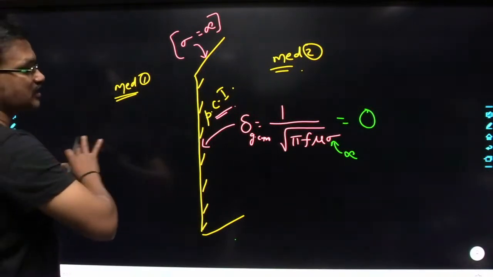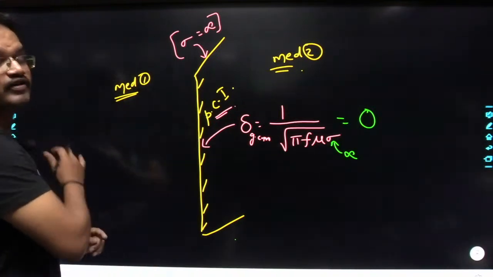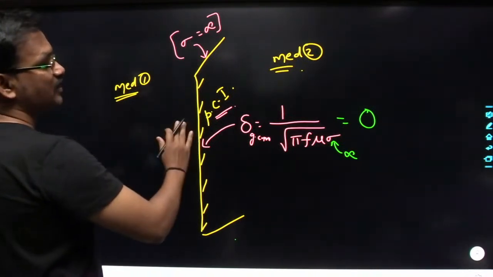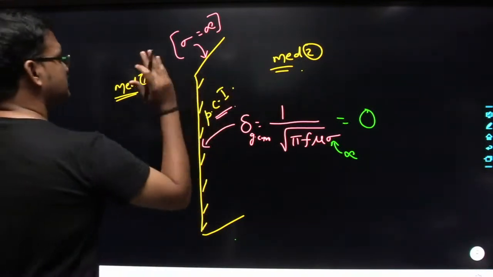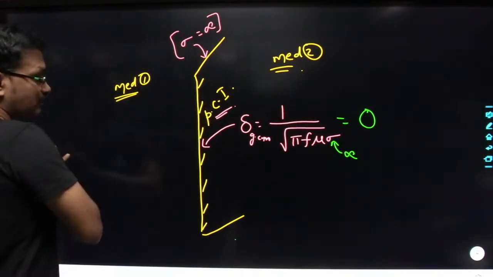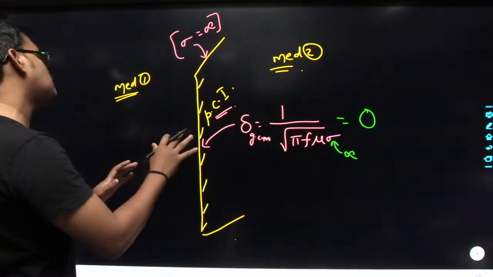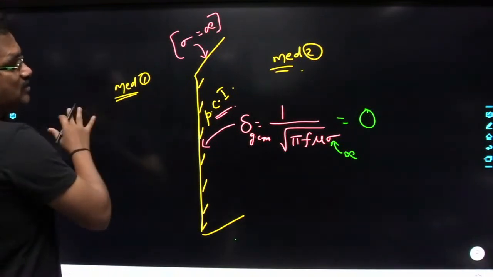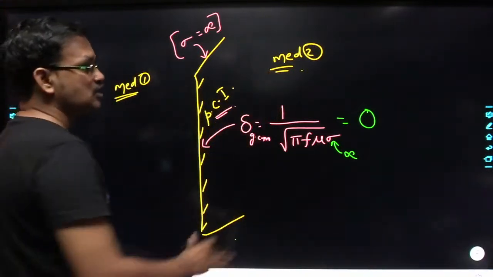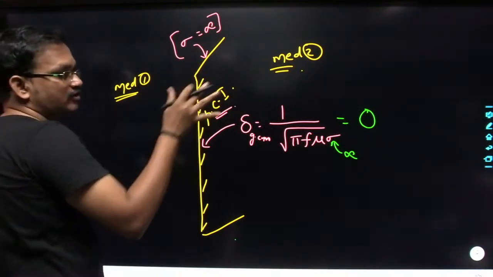So whatever fields are incident on this perfect conducting interface, the total field has to get reflected back from it. No fields can penetrate into medium 2, because this blocks the fields propagating from medium 1 to medium 2. So whatever wave is incident on this perfect conducting interface, the total wave is going to get reflected back into the same medium. Understood? So no fields can penetrate into the second medium; this acts like a blockage for the fields.